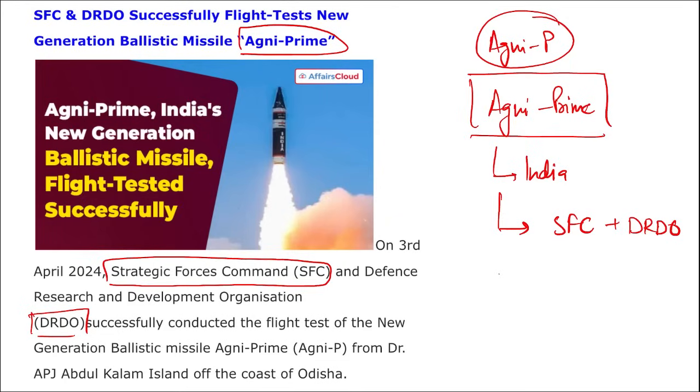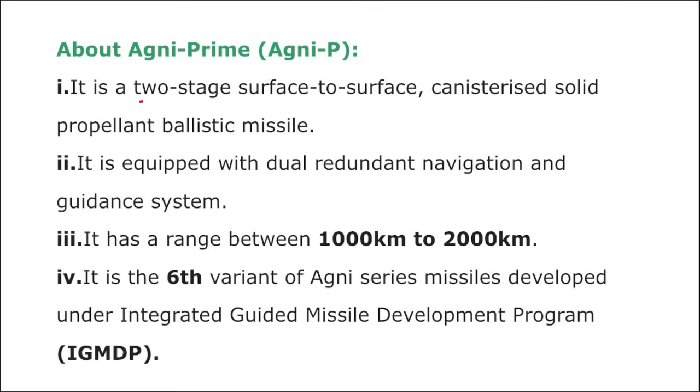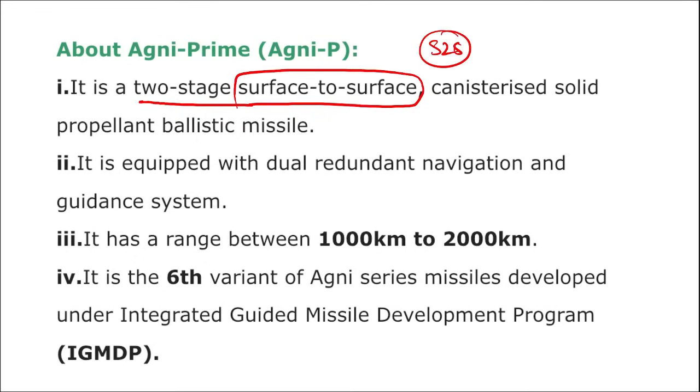Correct? Where was this tested from? This question will be asked. This was tested from the state of Odisha, that is from Dr. APJ Abdul Kalam Island off the coast of Odisha. This Agni P or Agni Prime, a new generation ballistic missile, was tested by SFC and DRDO jointly. If we talk about this Agni Prime, this is a 2-stage surface to surface missile. Remember this, it is a surface to surface missile. This question is also asked.